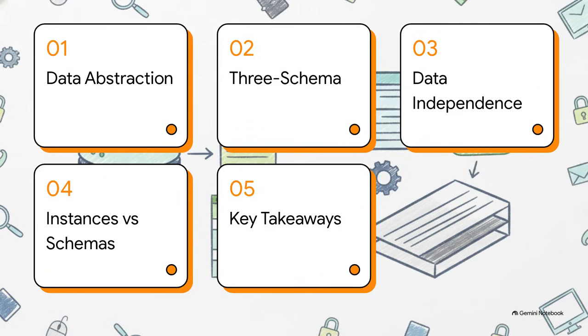Here's our roadmap for today's explainer. First up, data abstraction. Second, the three-schema architecture. Third, data independence. Fourth, instances versus schemas. And finally, our key takeaways.